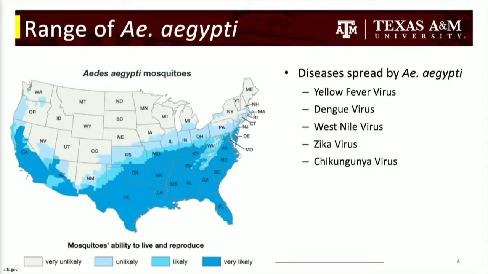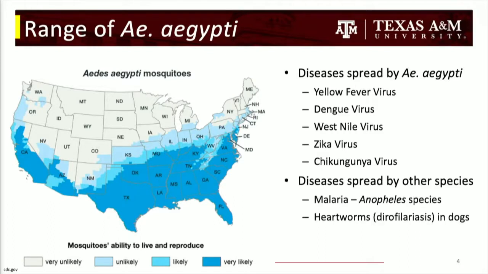All right, and so the range of Aedes aegypti in the US, you can see even Lubbock is still in the range of Aedes aegypti, and it's most of the southern US. The diseases spread specifically by Aedes aegypti are most of the viruses that we associate with being mosquito-borne. So yellow fever, dengue, West Nile, Zika, and chikungunya. And then some of the other diseases spread by different species. Malaria is mostly by species in the Anopheles genus. And then heartworms. Heartworms can be spread by Aedes aegypti, but there's some other species that spread heartworms also, but heartworms in dogs.